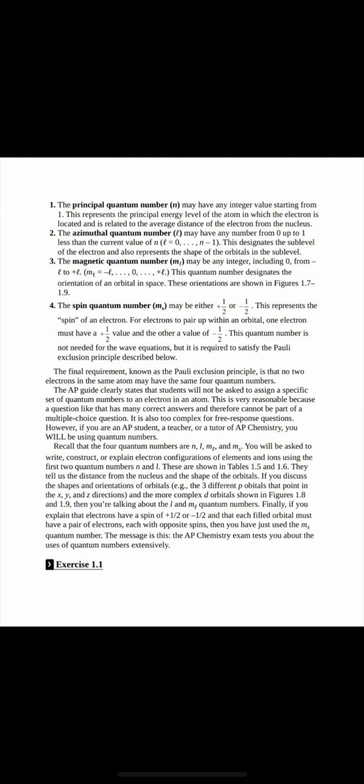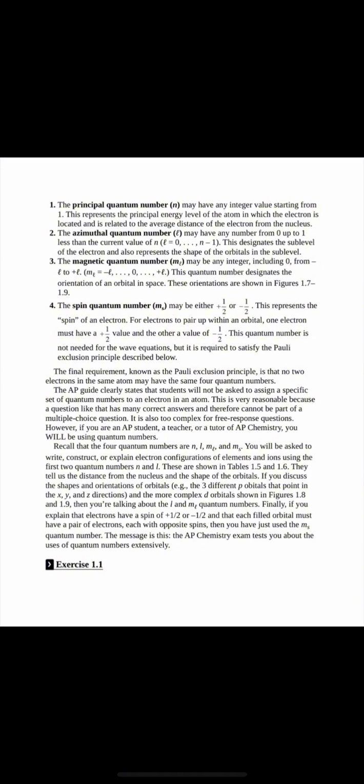If you discuss the shapes and orientations of orbitals, e.g. the 3 different p orbitals that point in the x, y, and z directions, and the more complex d orbitals shown in Figures 1.8 and 1.9, then you're talking about the L and ml quantum numbers. Finally, if you explain electrons have a spin of positive 1/2 or negative 1/2, and that each filled orbital must have a pair of electrons, each with opposite spins, then you have just used the ms quantum number. The message is this: the AP chemistry exam tests you about the uses of quantum numbers extensively.